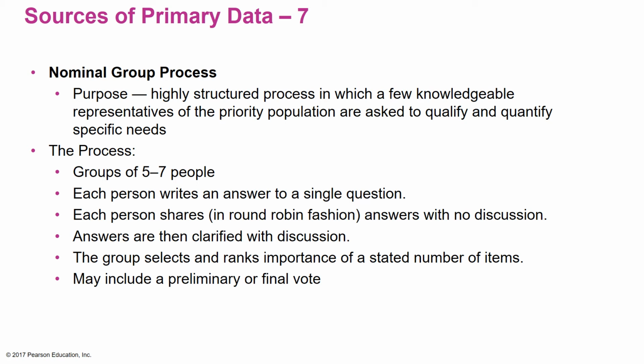So the process: a smaller group, 5 to 7. Again, that can fluctuate, but they just want to show that relative to a focus group, it's smaller. Here, each person writes an answer to a single question. By writing it out, you want to pull detail. You want a detailed response from the individual, something that they may not give in free speaking. It gives them some time to think about their answer. Then each person shares their answers with no discussion. Right? You don't let people comment. Just let's get through all of these responses.